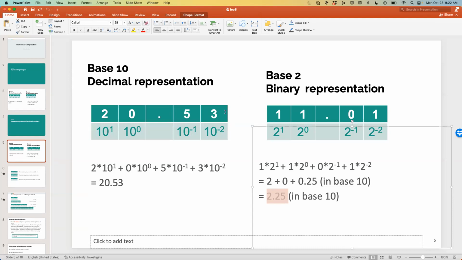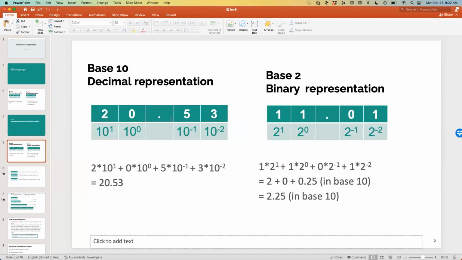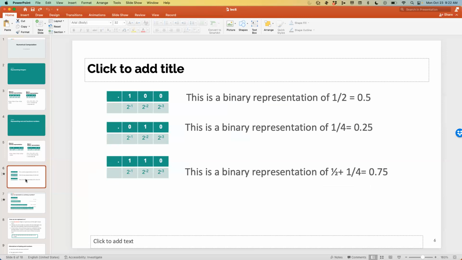Now, you ask, how about 0.1? How do we represent 0.1? We use the same idea as before. 0.1 is less than 1, so we don't expect any integer portion here. All of these before the decimal must be 0, otherwise 2 to the power 0 is already 1. So we can't have any integer portions before the decimal.